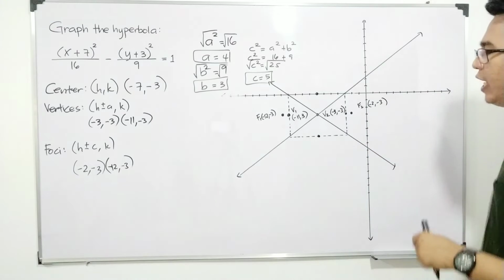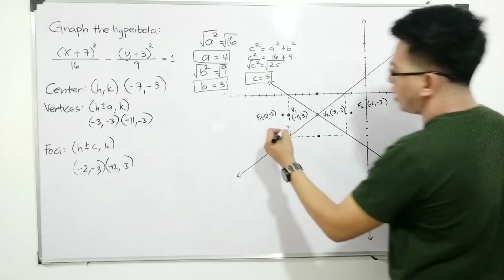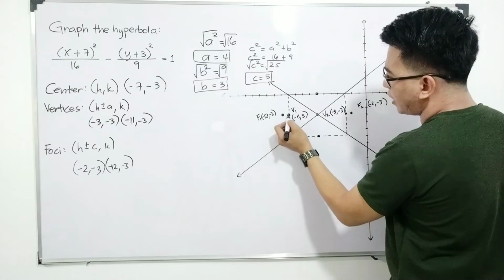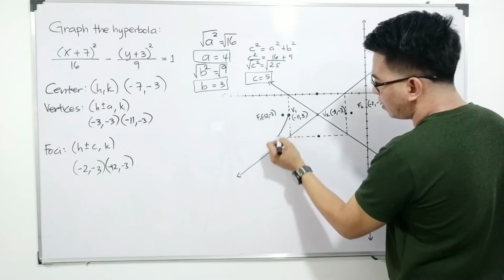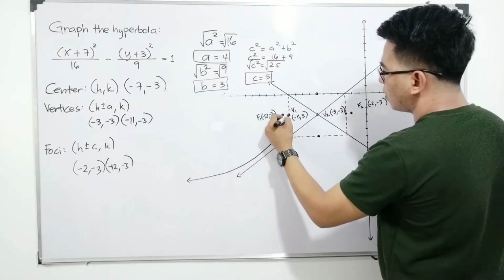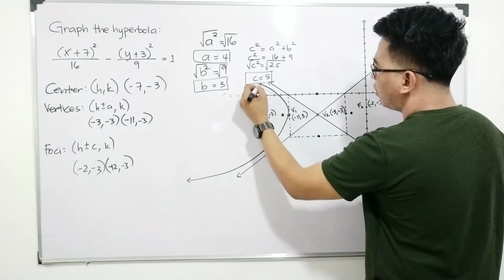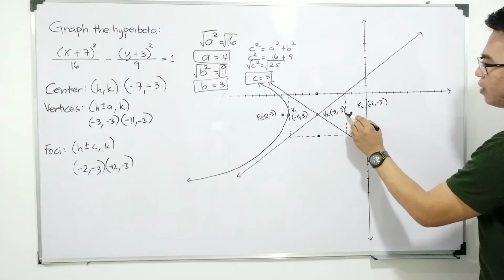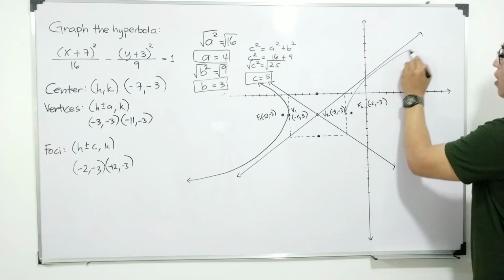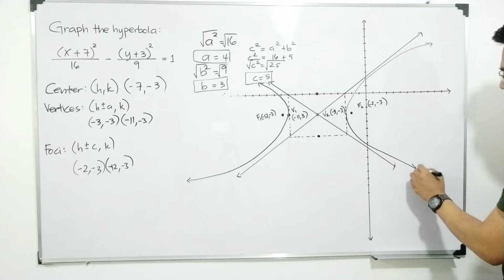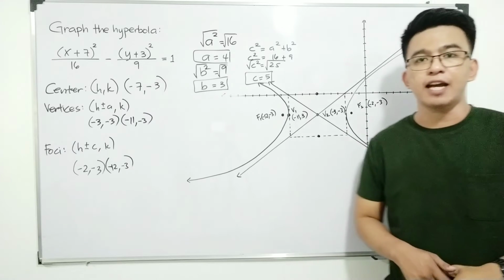Ganun lang siya. At doon na lang natin i-draw ang ating hyperbola. Tandaan na nasa loob ng hyperbola yung focus, ito yung ating vertex, mag-draw ka lang ng ganito, as long as hindi siya tumatama sa iyong asymptote. Try natin to dito. And ayan, mismong graph ng ating hyperbola.